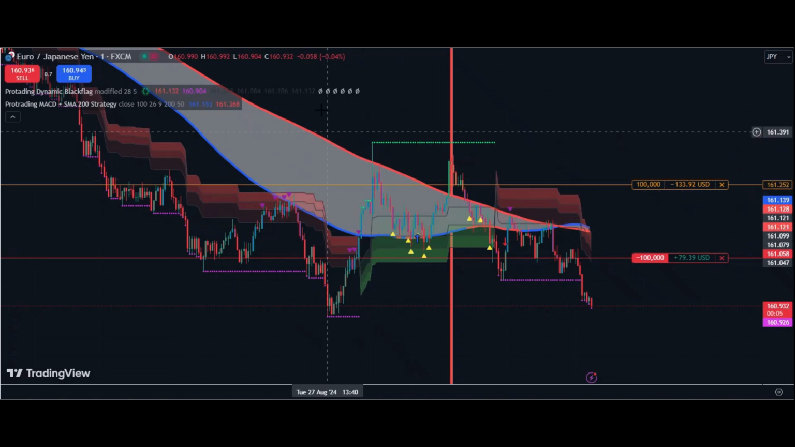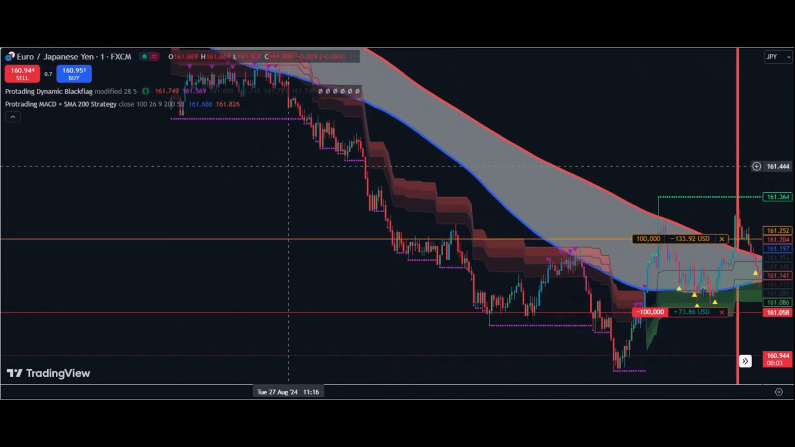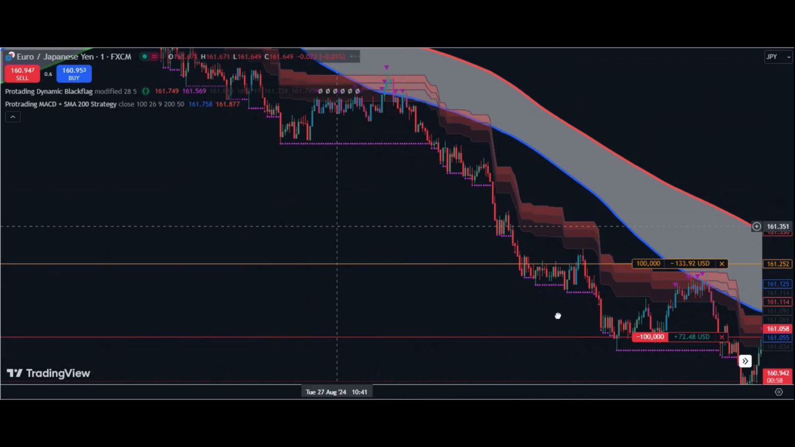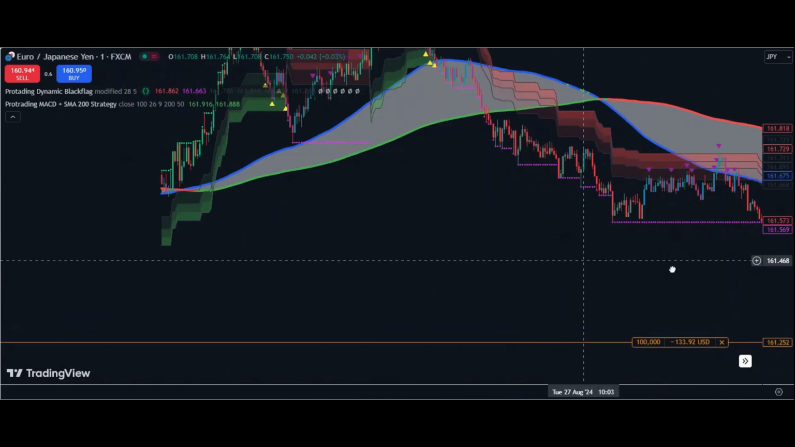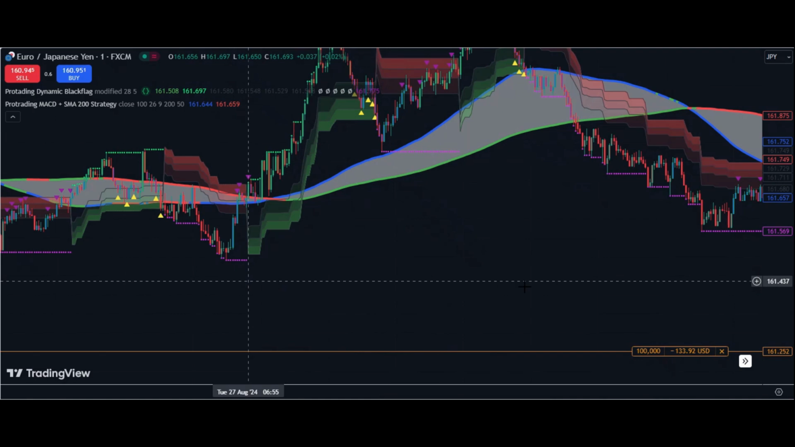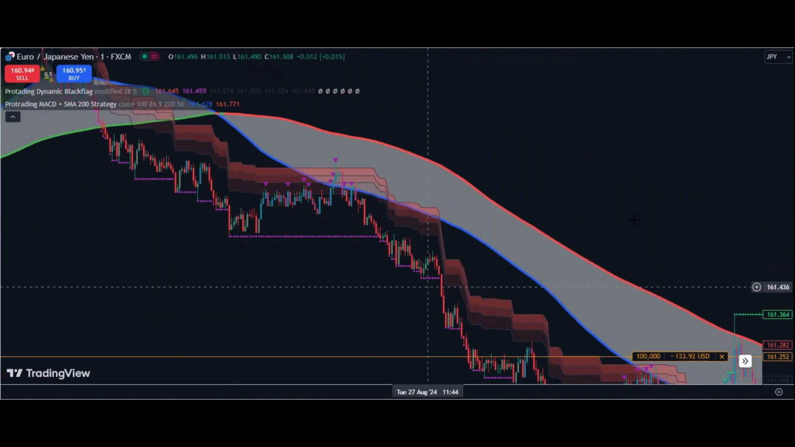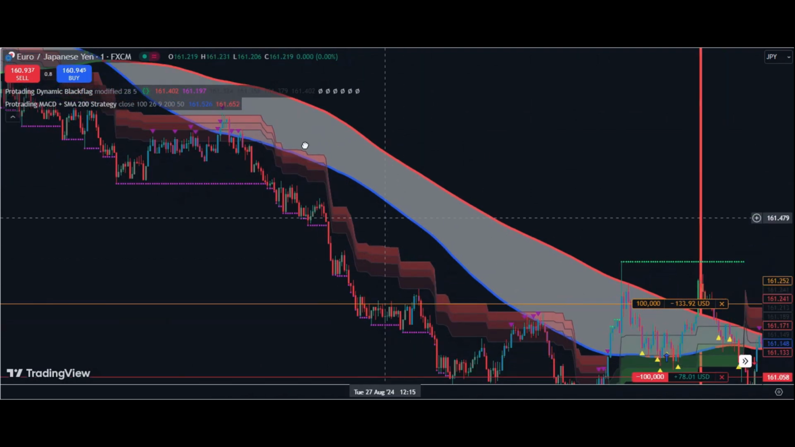In today's video, I'm going to be sharing with you another exciting indicator which we just came up with. This is very nice and is a very simple strategy which we are going to be using, and this indicator we are using also in our live account.